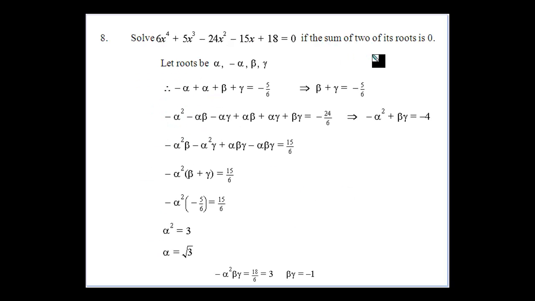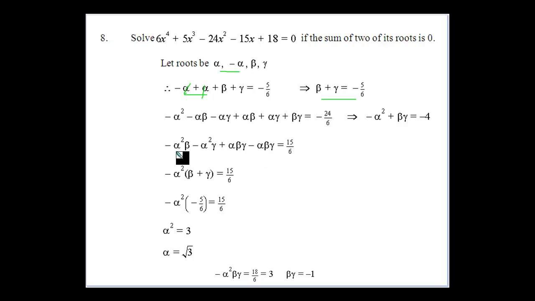In question 8 here, same idea, but this time we've got a quartic equation. Sum of 2 of the roots is 0, so again we let alpha and minus alpha be the 2 roots, and we've got beta and gamma as our third and fourth roots. So again, we get this situation where we're adding the roots one at a time, and they'll cancel. So beta plus gamma is equal to minus 5 on 6. Then we can sum the roots 2 at a time, gives us minus 24 on 6, which allows us to get minus alpha squared plus beta gamma is equal to minus 4.